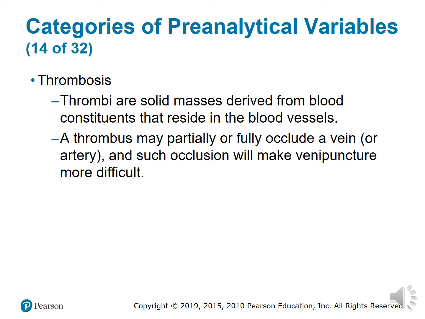Thrombosis. Thrombi, which is the plural form of thrombus, are solid masses developed from blood constituents that reside in the blood vessel. A thrombus may partially or fully obscure a vein or artery, and such occlusion will make venipunctures more difficult. If you notice a patient has a thrombus, a clot within the vein, the best solution is to draw either below or above the area where the thrombus is located, or just look for another area to draw from. Or sometimes they'll have a sign to say don't draw from this arm at all, because they don't want it to dislodge and travel through their bloodstream into their lungs.